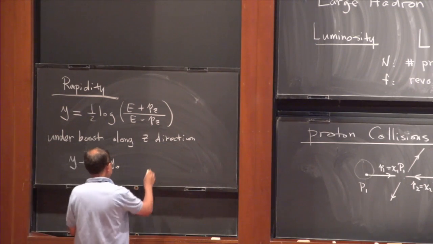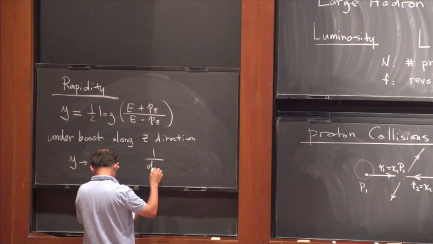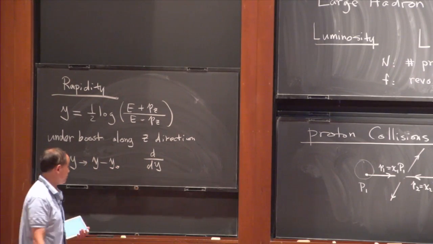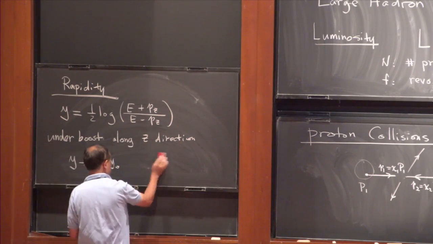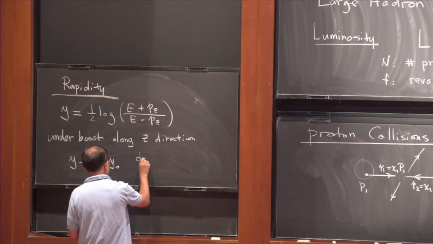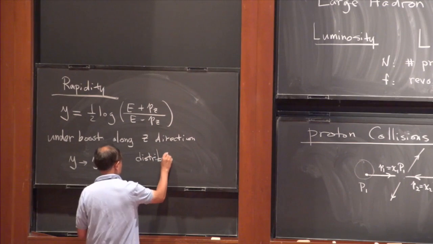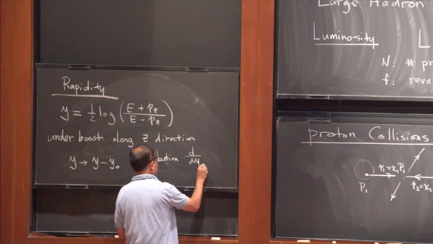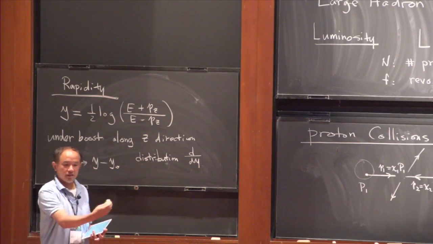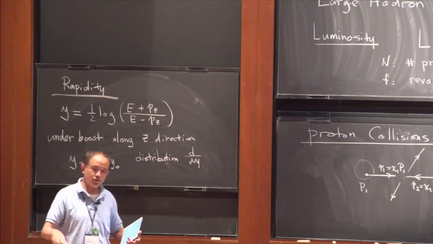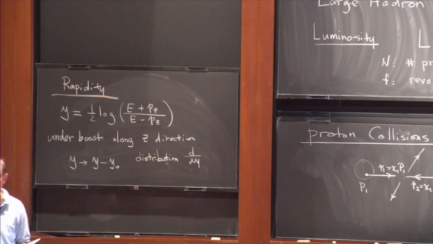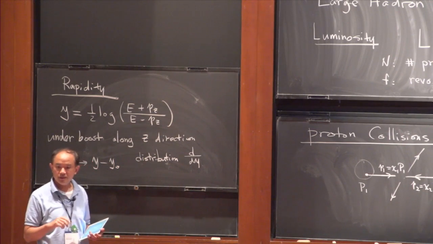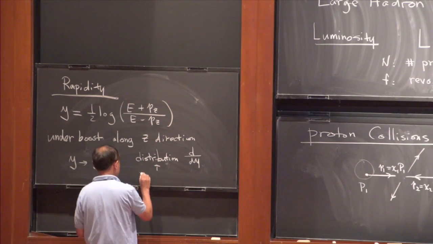The interesting thing here is that if I make a distribution with respect to y, of course each distribution contains many collision events. Each event has a different longitudinal boost, but this distribution is invariant.